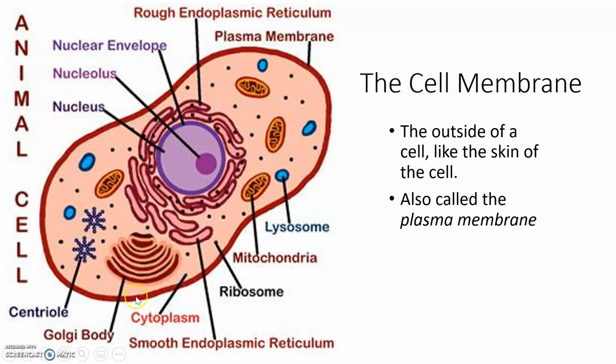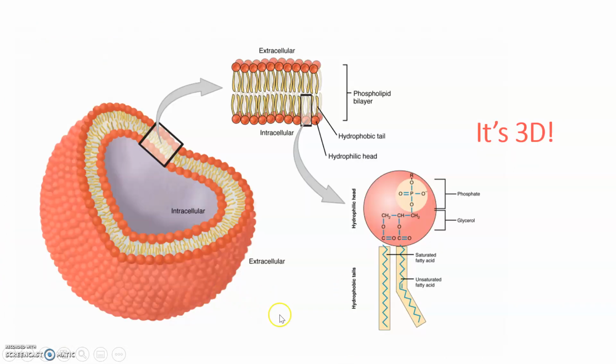So here's a pretty generic picture of a cell, and again this thick red line around the outside is the cell membrane. The problem with a picture like this is that really the cell membrane, like a cell, is 3D, so three-dimensional. So here's a little bit better representation of the cell and a little closer look at the cell membrane.